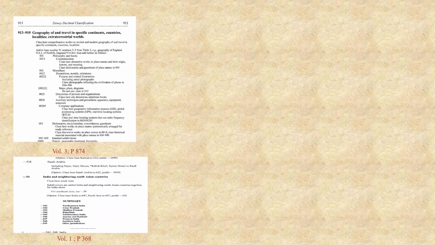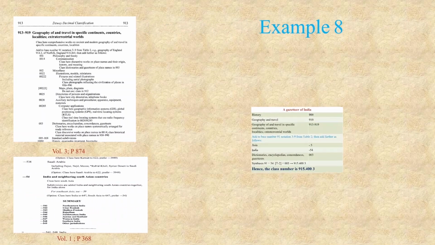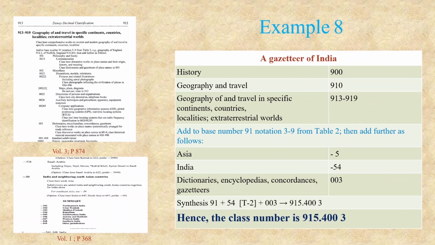Now dear learner, there is another example for this class. The title is A Gazetteer of India. A gazetteer plays an important role as a document for the users. So we have to classify A Gazetteer of India, and what will be the class number? Here there are two terms: one is Gazetteer, another is India. Now see the step-by-step breakdown of the approach.